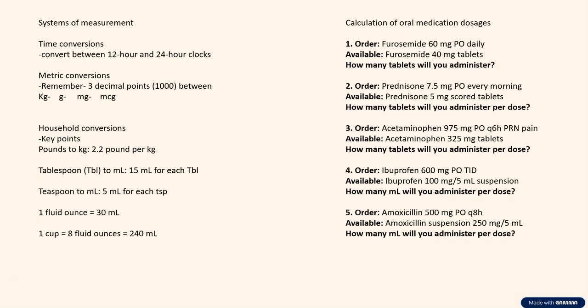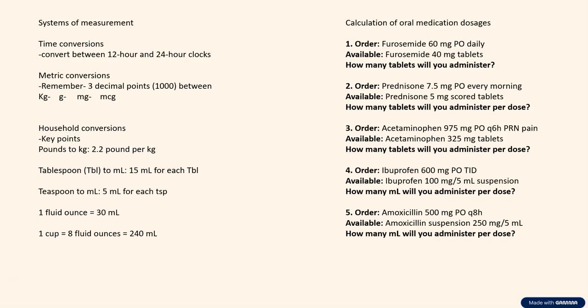With metric conversions, remember there's 3 decimal points or a power of 1,000 between kilogram, gram, milligram, and microgram. That means if I'm going to move from kilograms to grams, I will move the decimal point 3 spaces to the right. If I'm going from grams to kilograms, I'm moving the decimal point over to the left 3 spaces. Remember, 3 decimal points or a power of 1,000 between those units of measure.